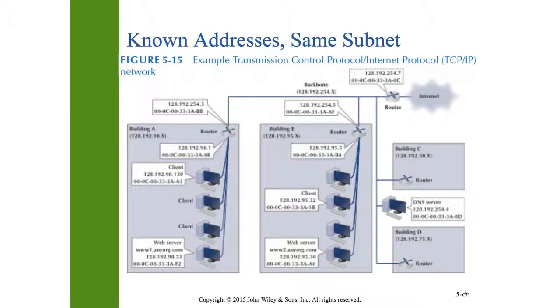I will use figure 5.15 from the book to simulate the communication, as an example of how TCP/IP constructs the packets. I will give you an example where client 1 talks to the server on the same local area network. And then I'll give you a separate example of how client 1 would communicate with another client or another server on a separate network.